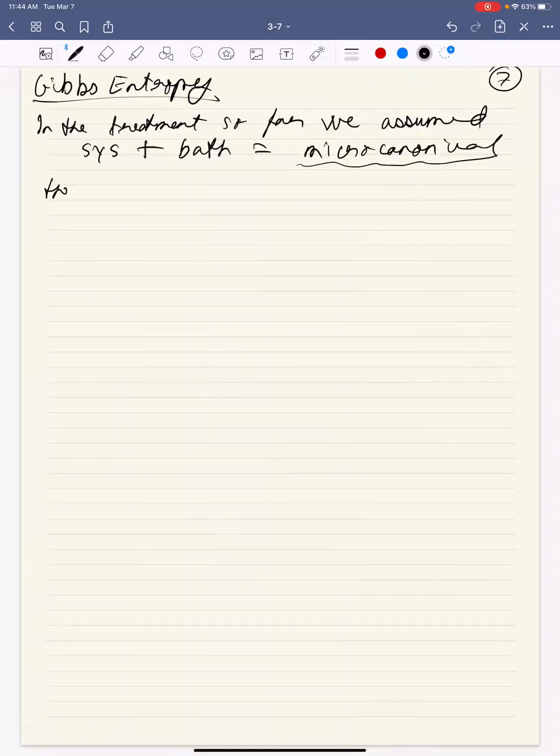Then we can think about the entropy of the full thing with 0. This 0 here denotes system plus bath, okay? So I can think about entropy of the full thing, system plus bath, and I can say that this will be equal to KB ln omega 0, right? Because the full thing is microcanonical.